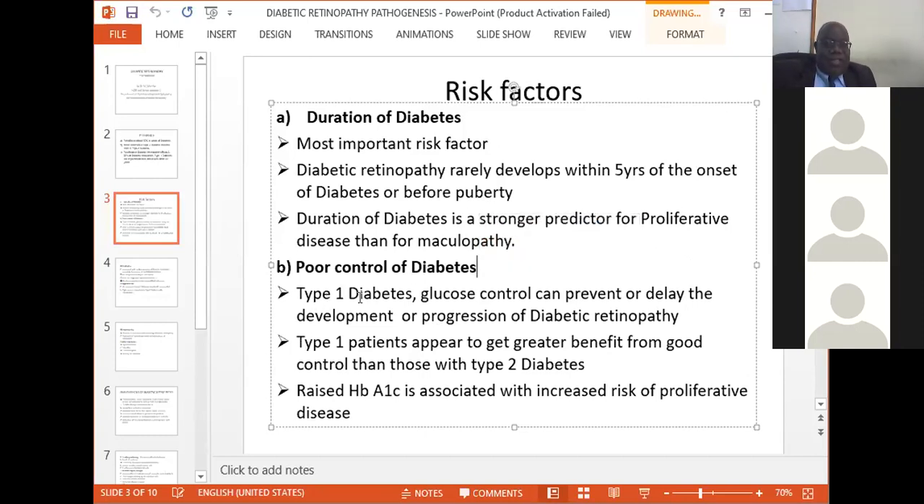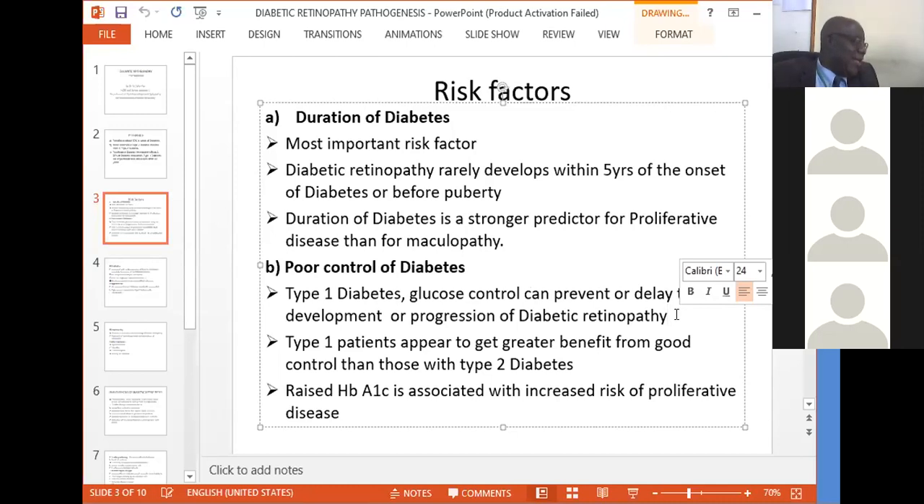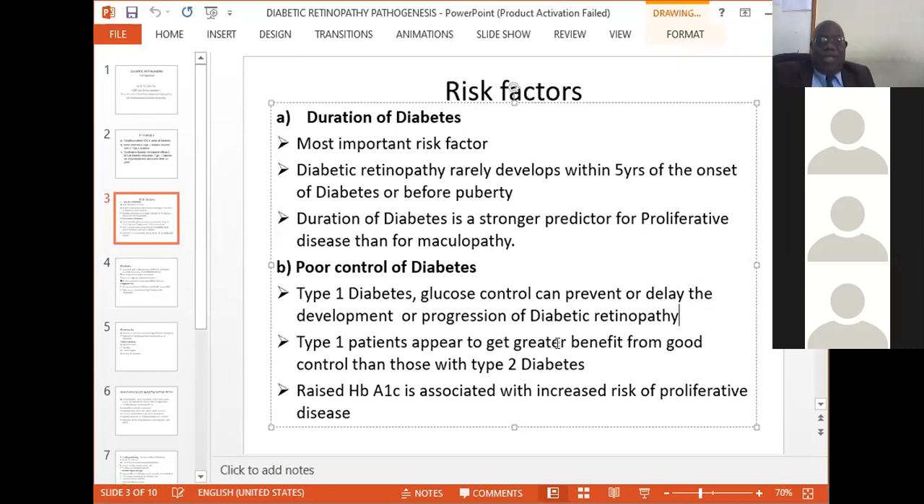Poor control of diabetes: in type 1 diabetes, glucose control can prevent or delay the development or progression of diabetic retinopathy. It can prevent; it is not a treatment that cures diabetic retinopathy once you have it. Type 1 patients appear to get greater benefit from good control than those with type 2 diabetes. And raised HbA1c, which is hemoglobin A1c, is associated with increased risk of proliferative disease.